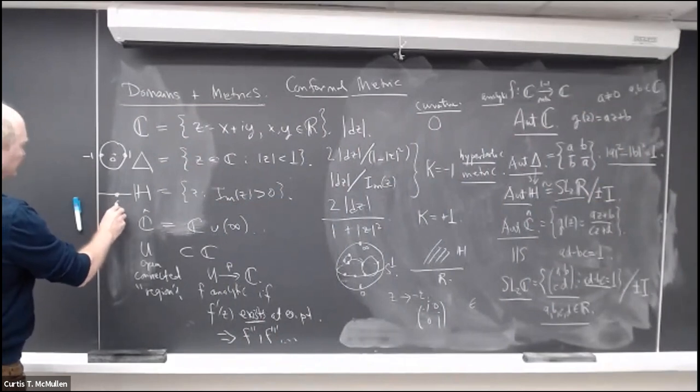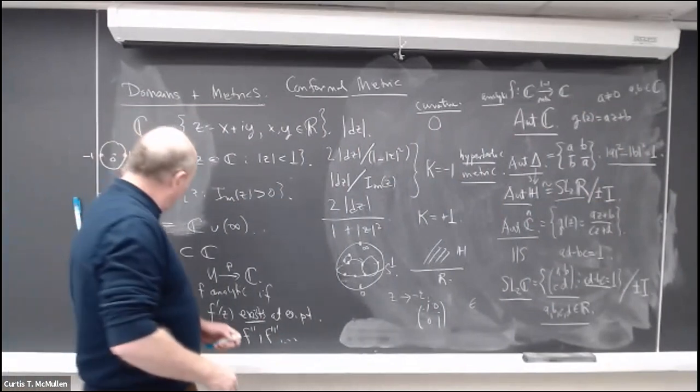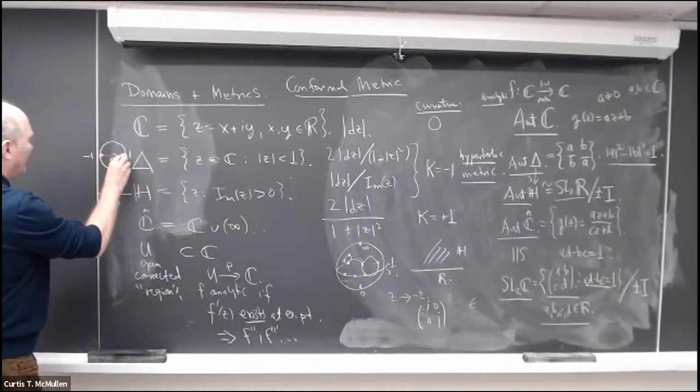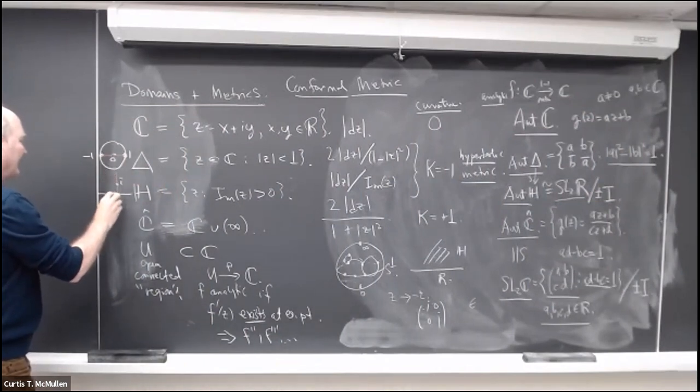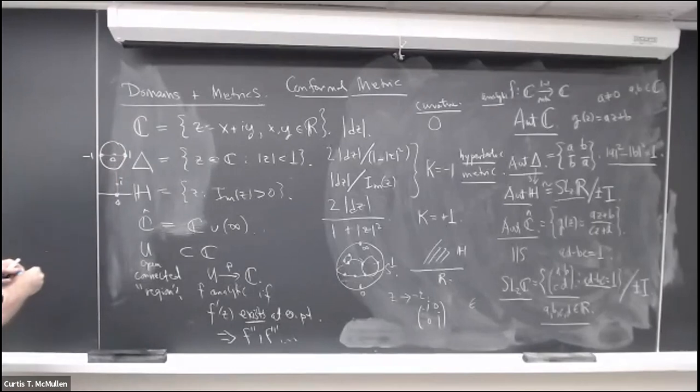I kind of like 0, i, and infinity. And so then I could look for a Mobius transformation that sends this line to this line and sends 1 to 0, -1 to infinity, and 0 to i. And what's an example of such a map?